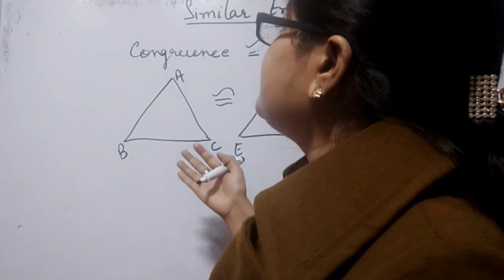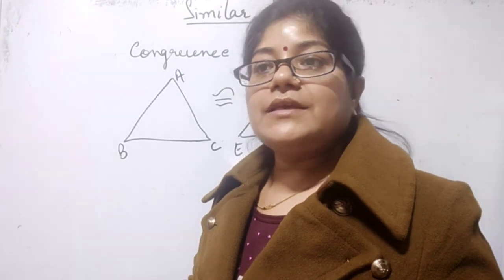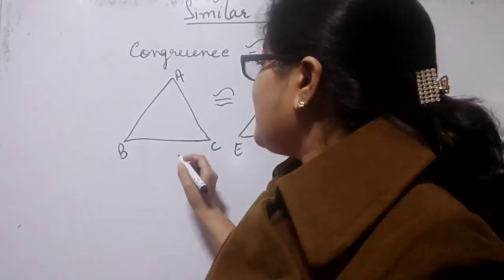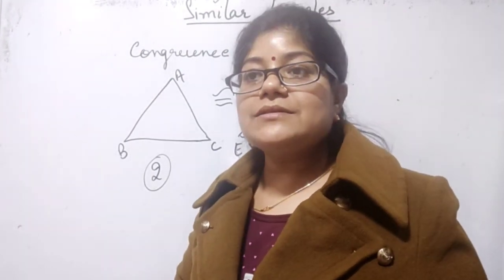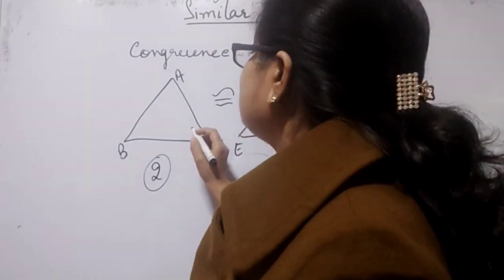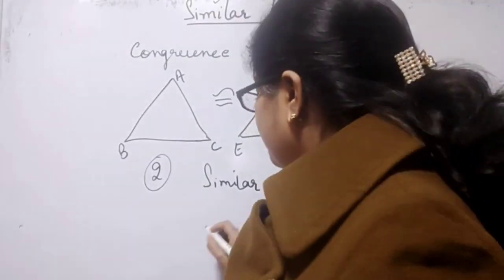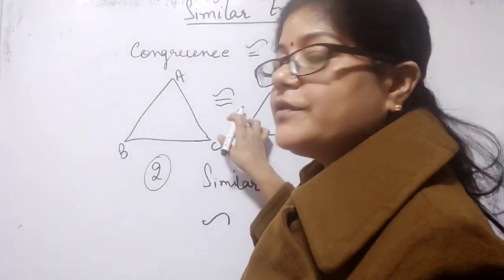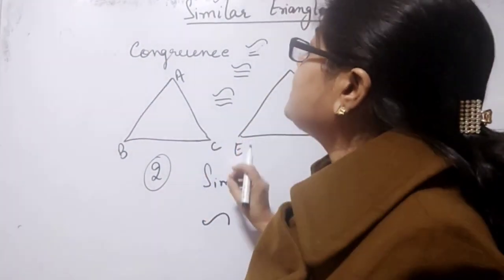And there are different rules by which these two triangles are congruent. For example, LHS rule, RHS rule, SAS, SSS, etc. But in case of similar triangles, we have to prove only two things. Either two sides, either two angles, or one angle, one side. If two things are proved, then the triangles are similar to each other. And in case of similar, we put this sign. For congruent, we put this sign. That means we have to write equal to and this sign, the similar sign. This is the main thing.